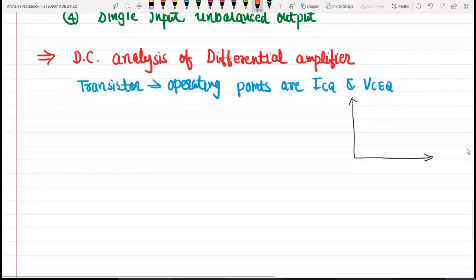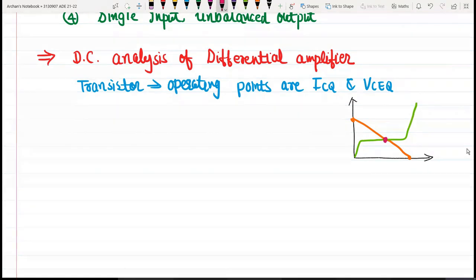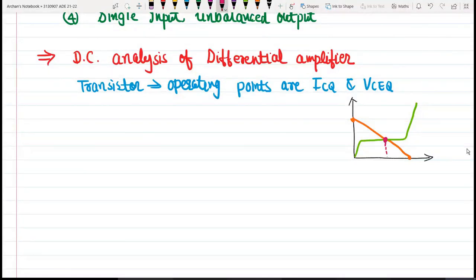Okay, see, I will get these 2 maximum points over here. Then we will have one characteristics. Let us say this is my characteristics of one particular device. So this intersecting point will give us these 2 values.